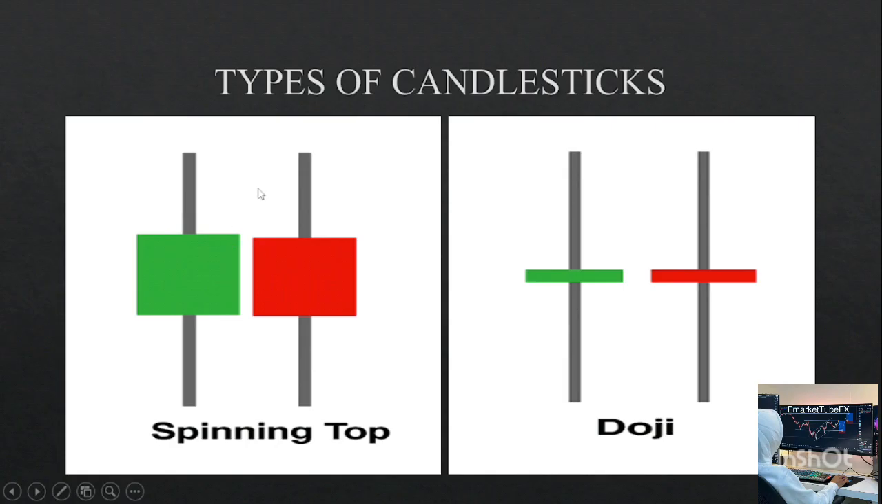So we term this as what? A spinning top. And it also tells we traders that there is indecision in the market. Sometimes you may see candles form like this at a key level. You may also see it form like this at a key level, be it resistance or support, the demand or supply zone. These are some of the things that I want you guys to take note of.